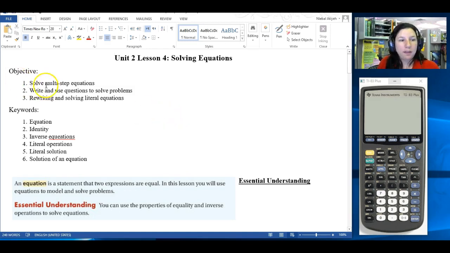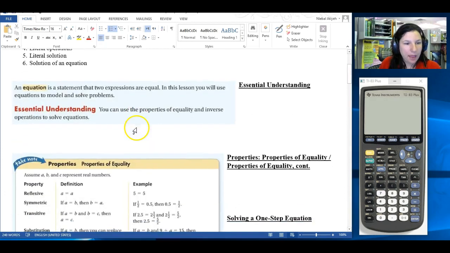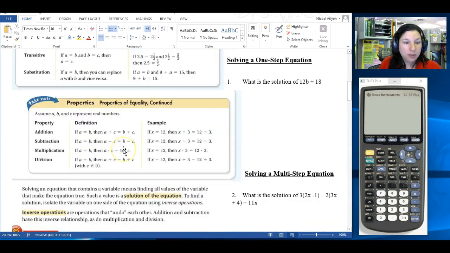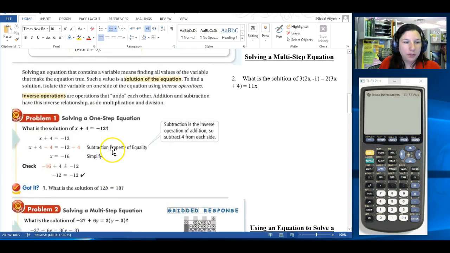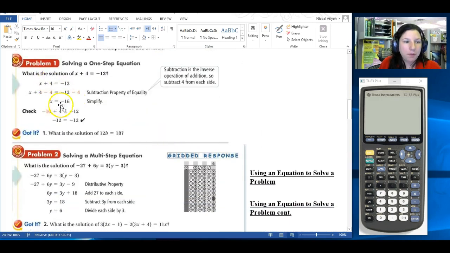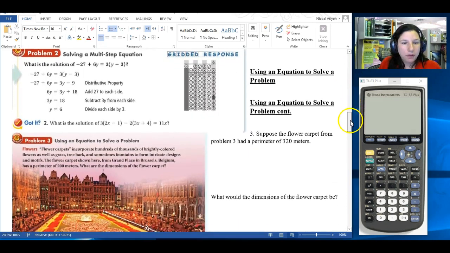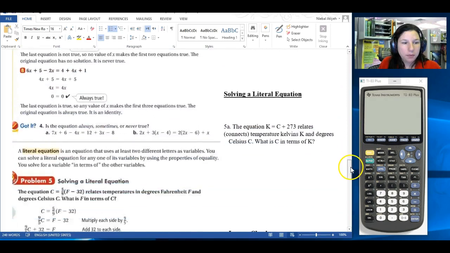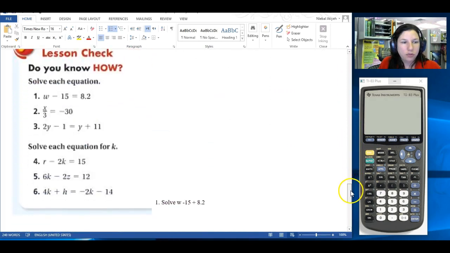Alright, so the notes are going to have the skills, what you should know how to do, to be able to check off. Yes, I can solve multi-step equations. Yes, I can write and use equations. I use equations to solve problems, rewriting and solving literal equations. You have your vocab here, and then some basic definitions and rules, and then there are example problems. For each example problem, they show you how to solve them, so you can work through those, and then there's a couple for you to try as well. I'm going to skip to the end and show you some examples for these that don't have the steps for you.